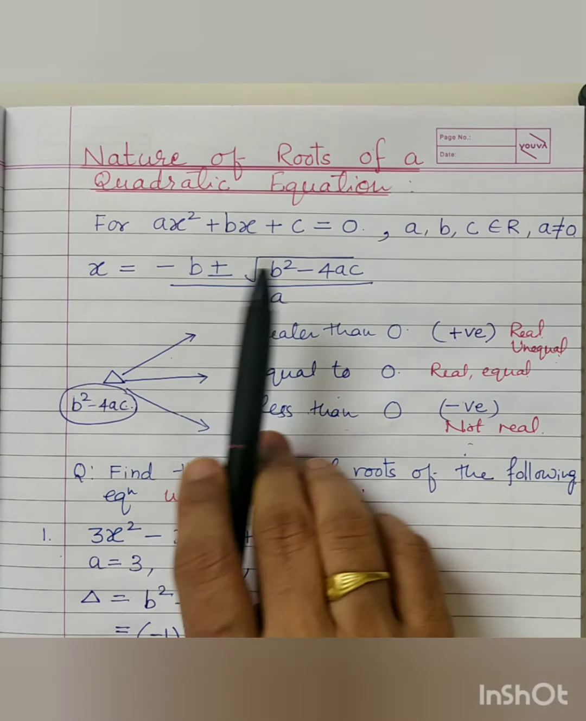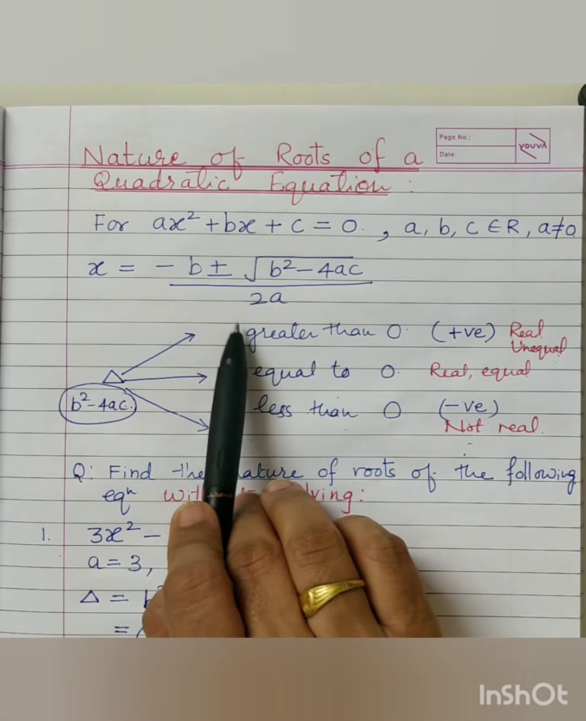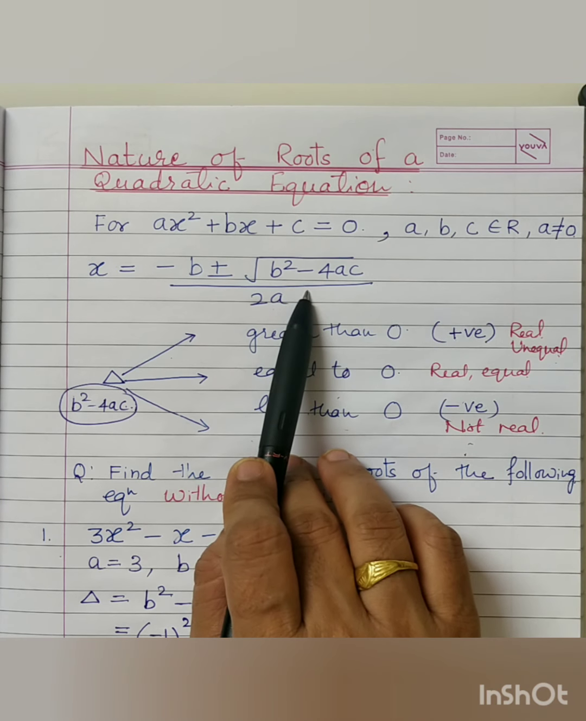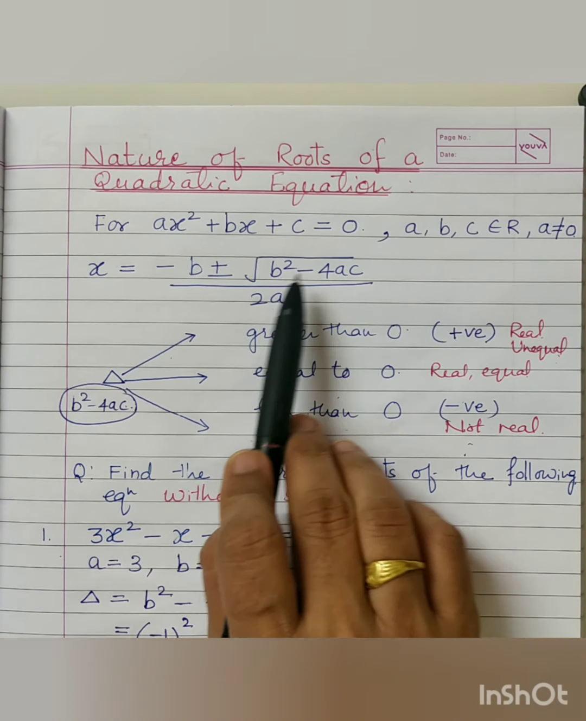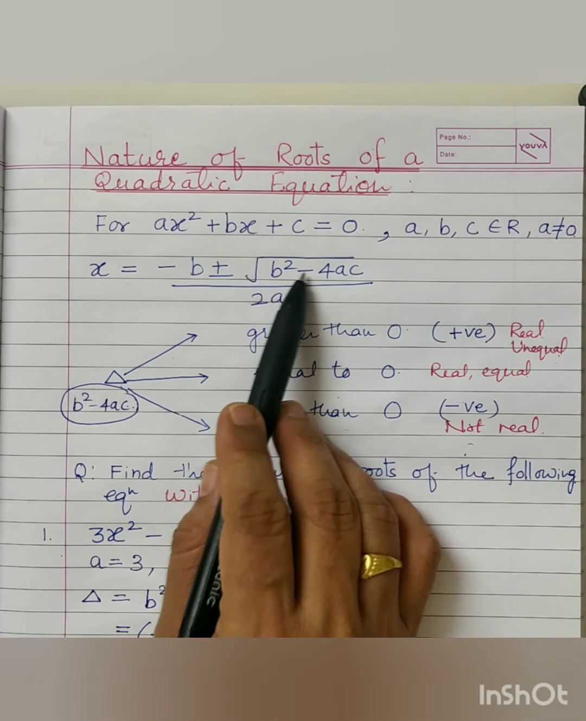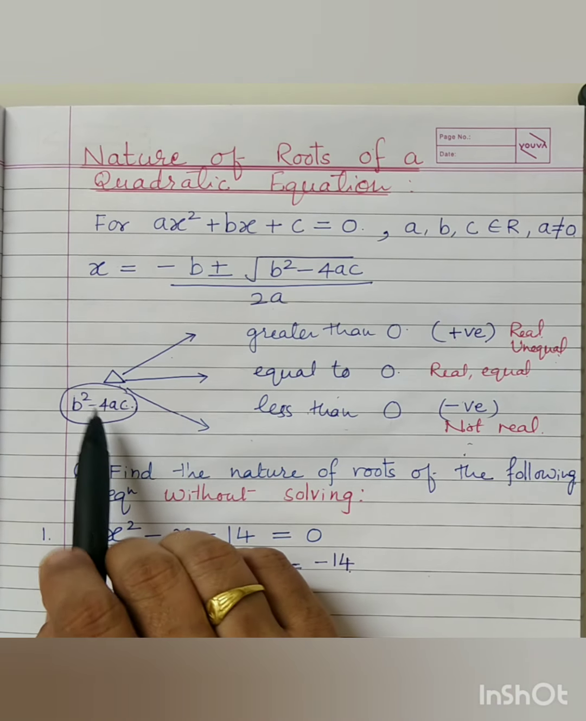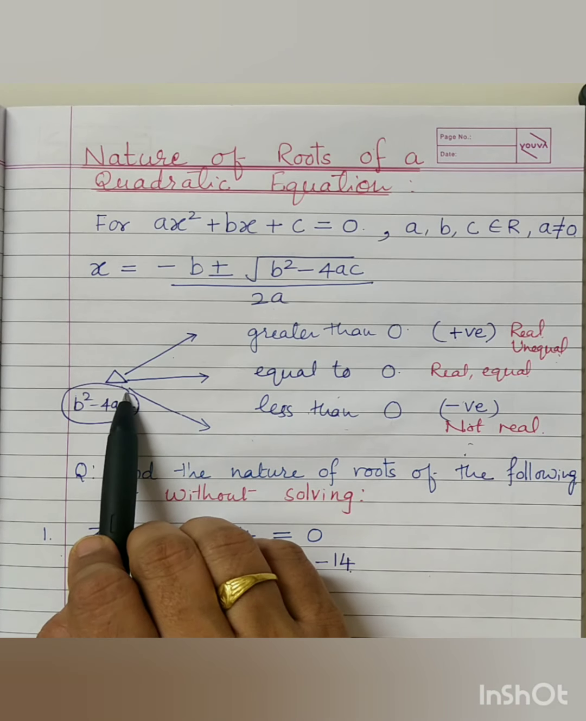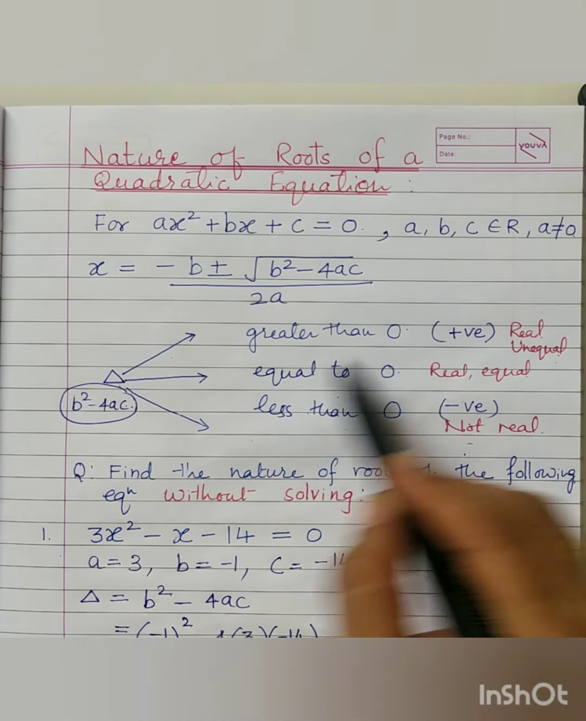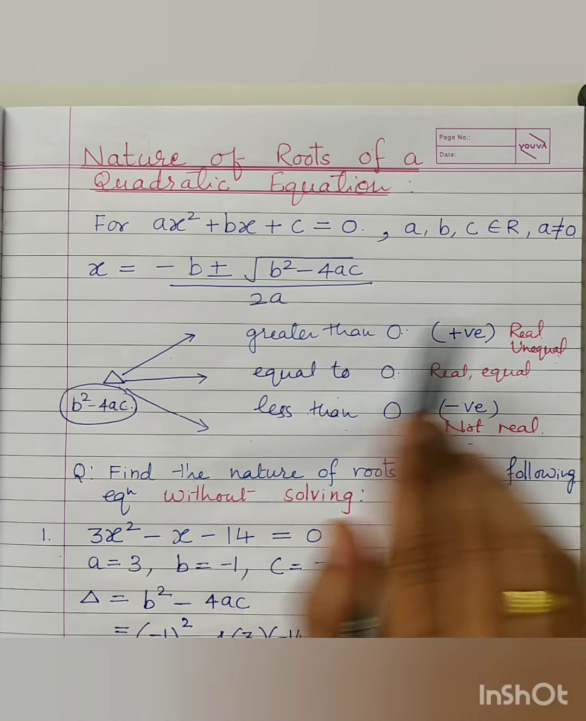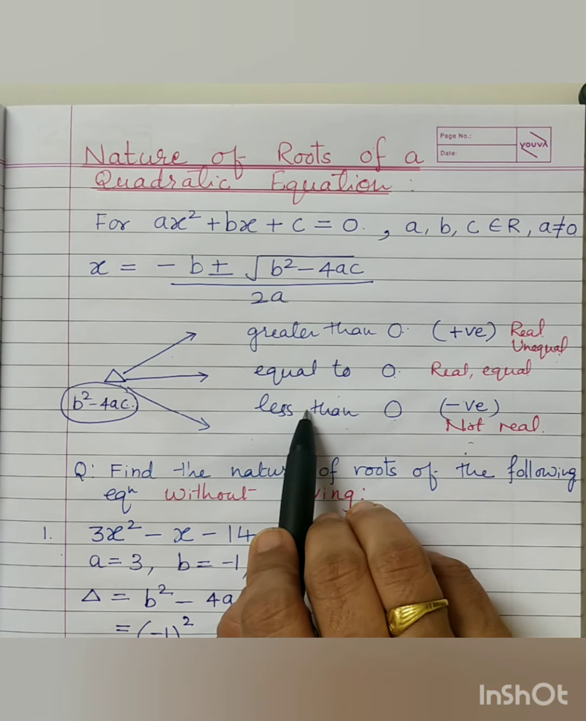Why so? Because it decides the nature of the roots. We call it the discriminant. We denote it by delta. Sometimes capital D is also used for that. So this value of delta can be greater than 0, equal to 0 or less than 0. Greater than 0 means some positive number.